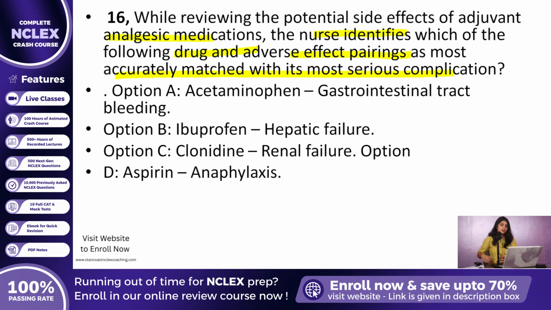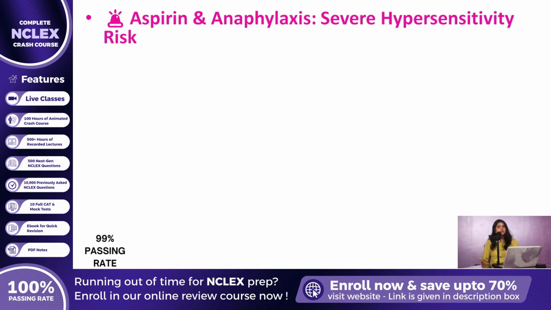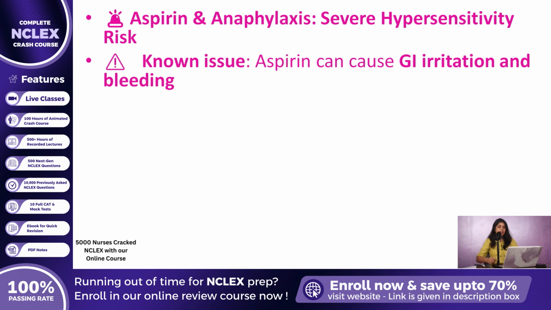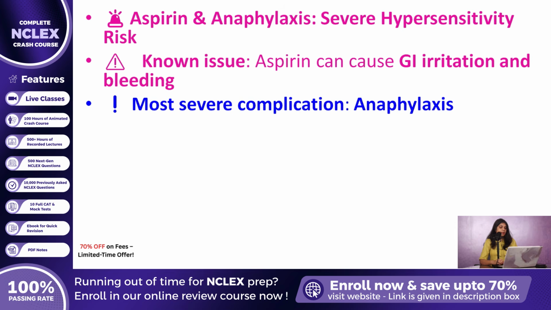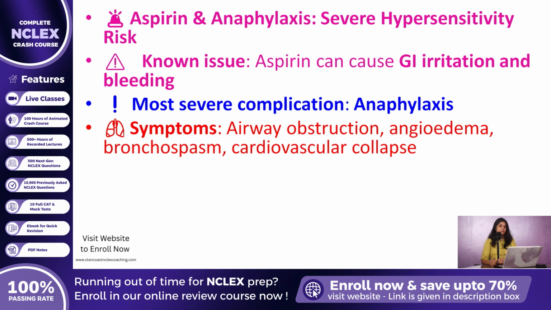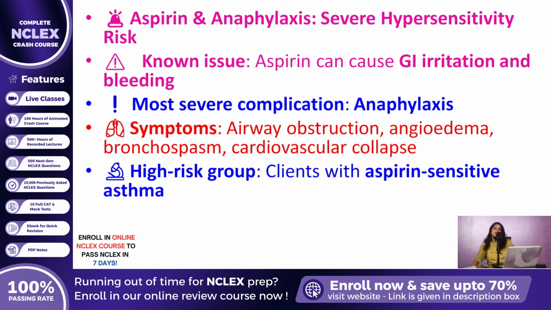Option D, aspirin, anaphylaxis. The correct answer is option D, aspirin, anaphylaxis. Let us explain why. Although aspirin is well known for causing gastrointestinal irritation and bleeding, its most severe complication is anaphylaxis. This hypersensitivity reaction can rapidly lead to airway obstruction, angioedema, bronchospasm, and cardiovascular collapse. Clients with aspirin-sensitive asthma are at particularly high risk.